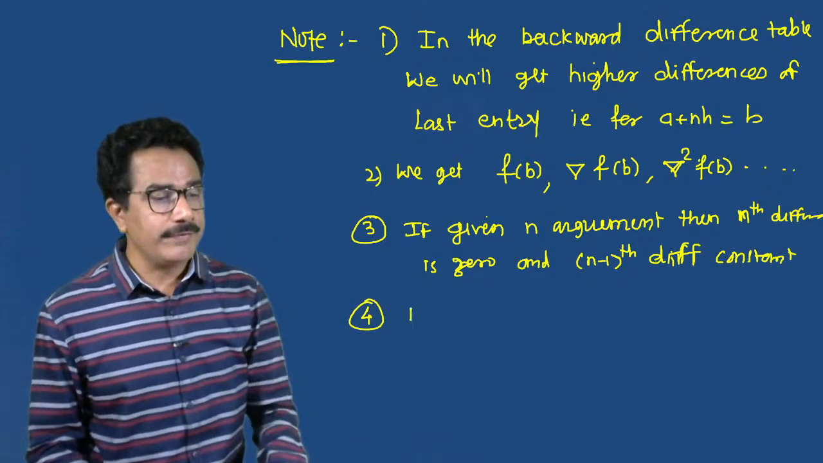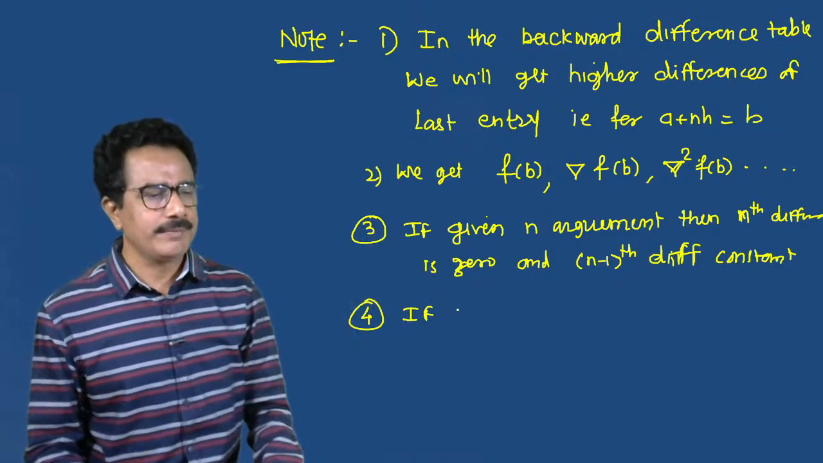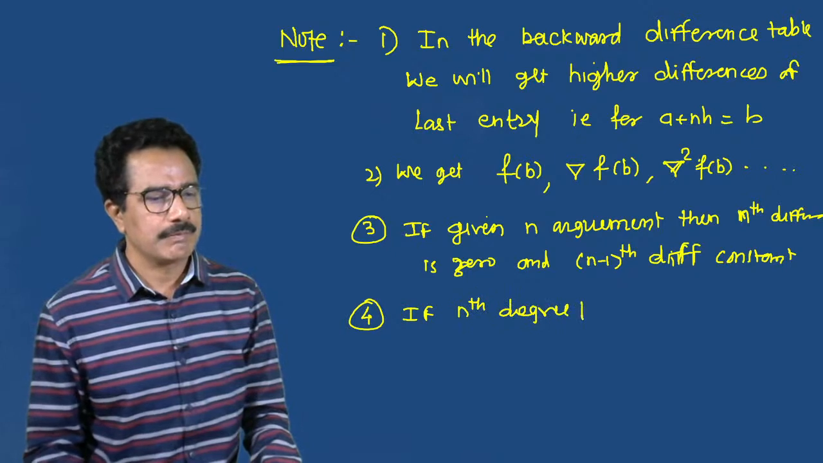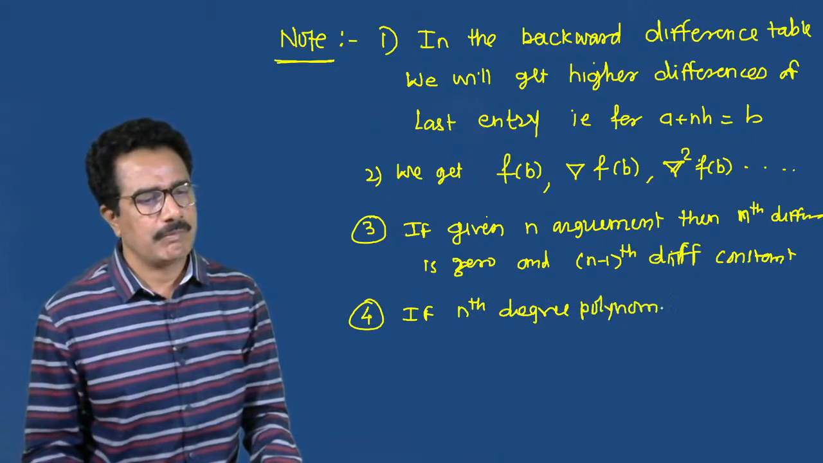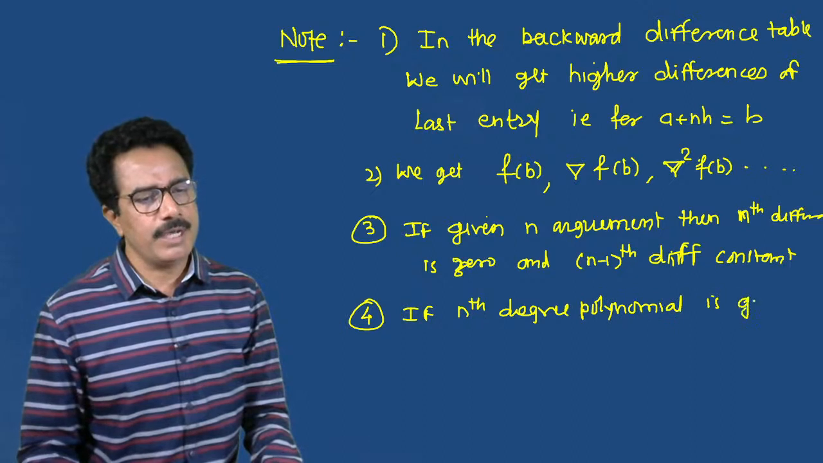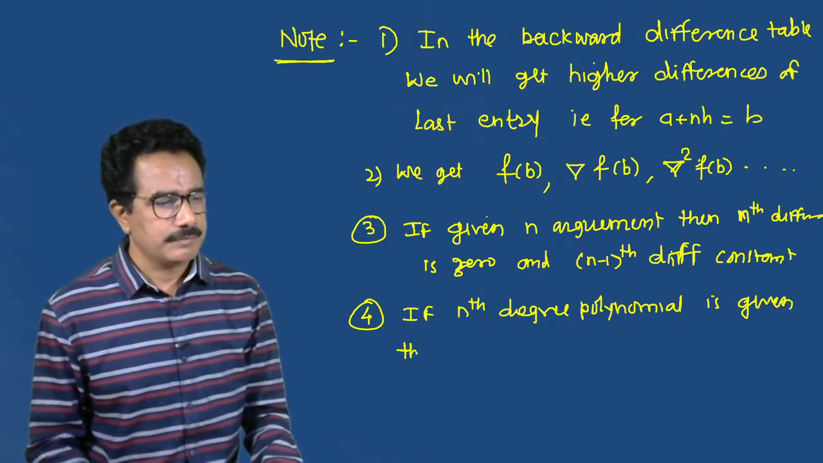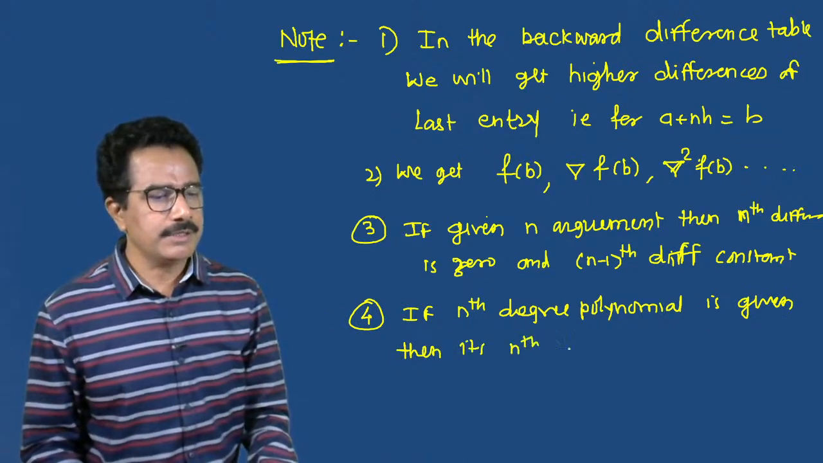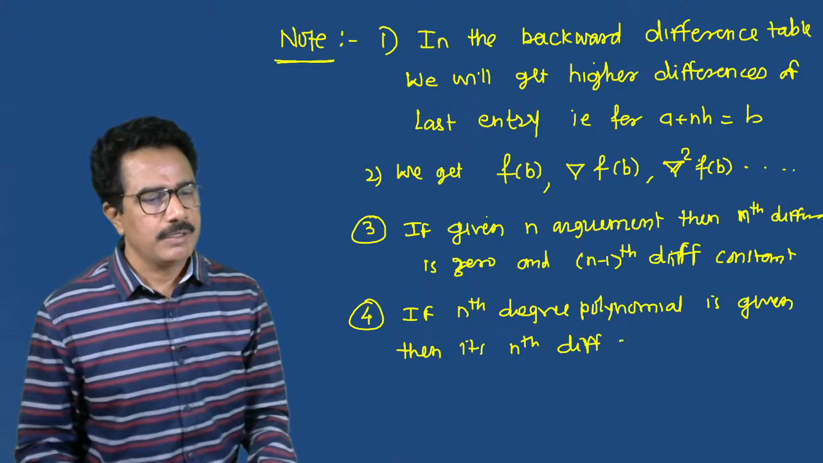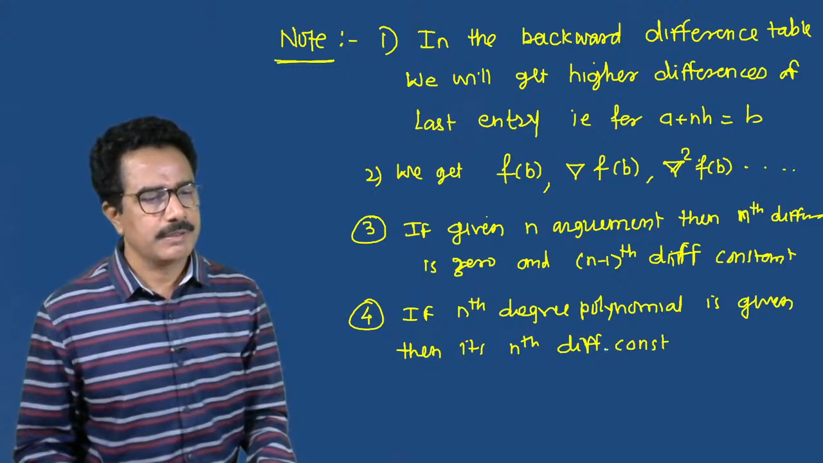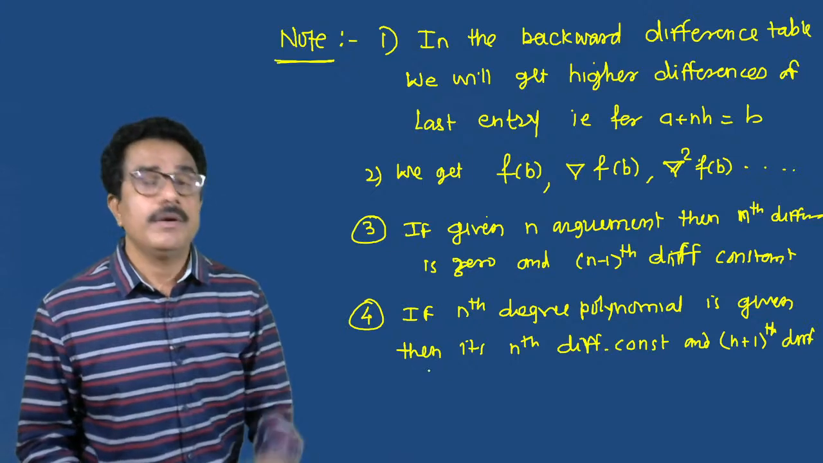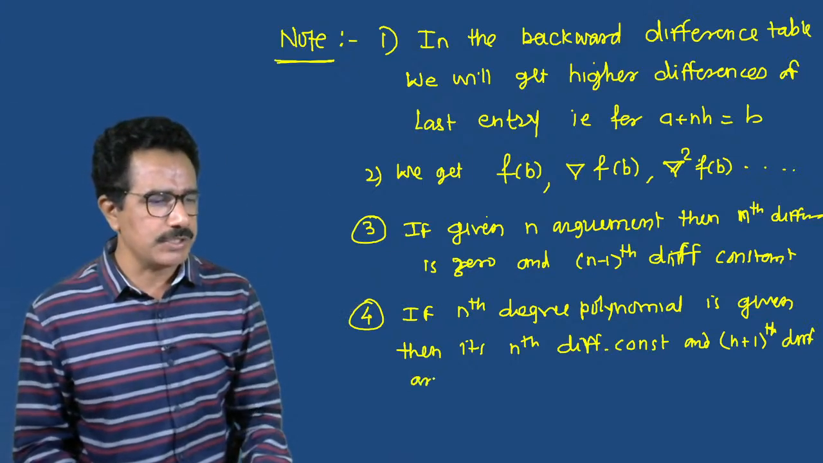The rule is the same: if an nth degree polynomial is given, then its nth difference is constant and the (n plus 1)th or forward differences are 0.